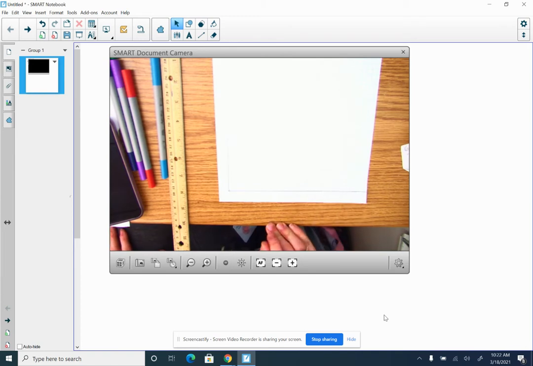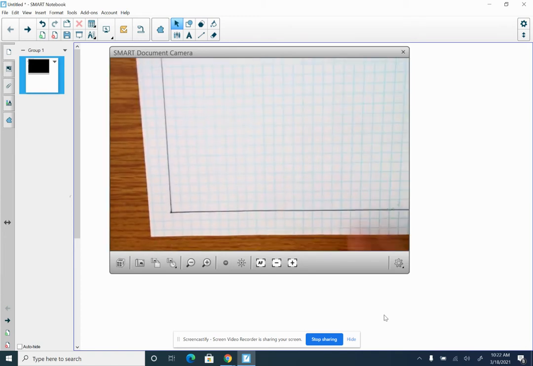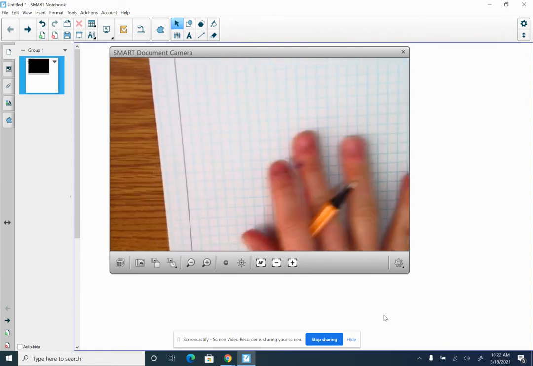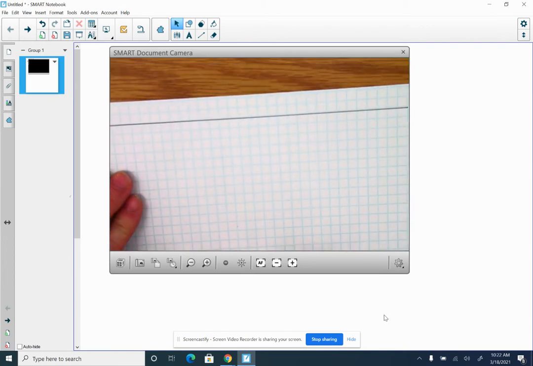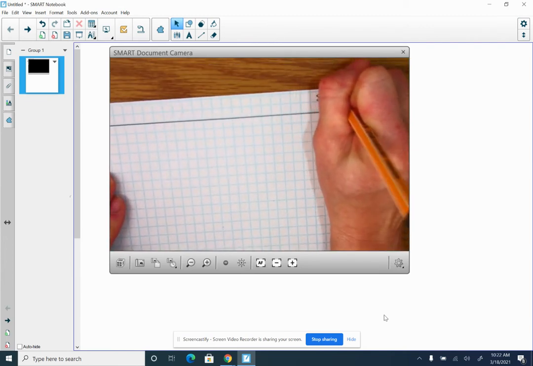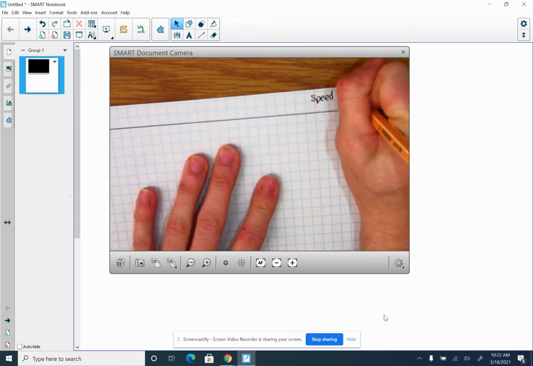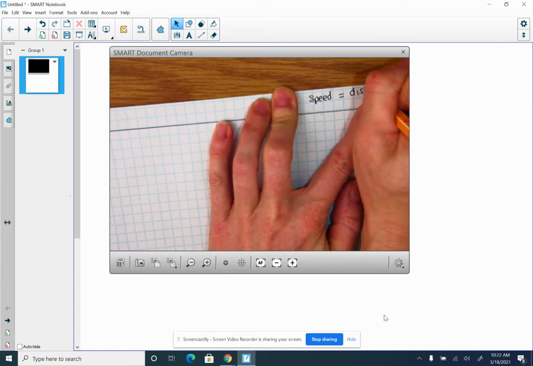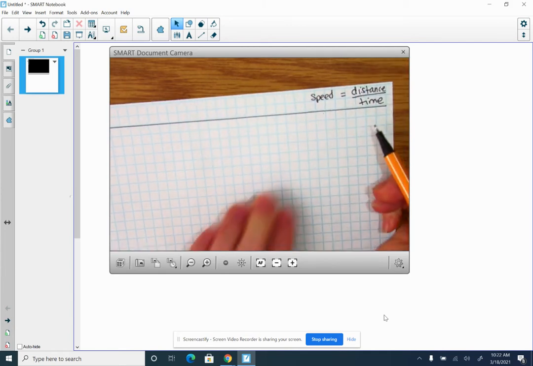So the title I'm gonna let you guys come up with, get a little bit closer so you can see. So we have our lines for our X and Y axis, and I have a line for the title. The title has to have something to do with speed. So I'm just gonna write over here to remind you. So we have speed, and speed is equal to distance divided by time. And that's how we calculate our speed.